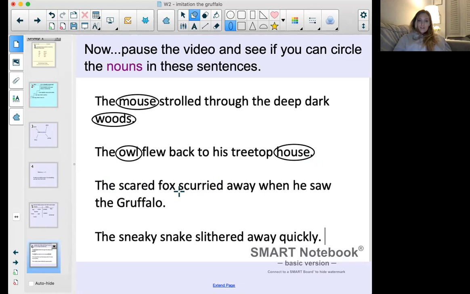The scared fox scurried away when he saw the Gruffalo. Two animals in that sentence. The sneaky snake slithered away quickly. Sneaky snake. Fantastic. Give yourself a pat on the back or a tick on your paper if you were able to spot them all. Well done.